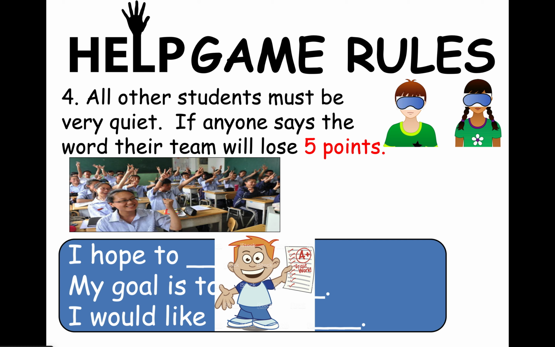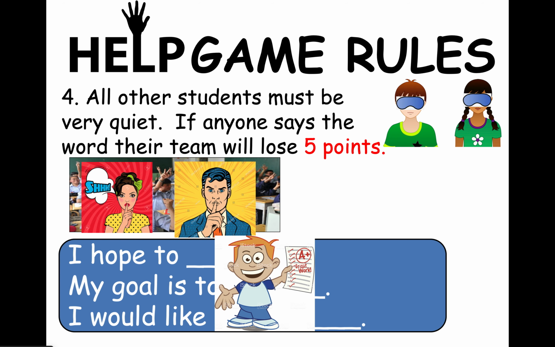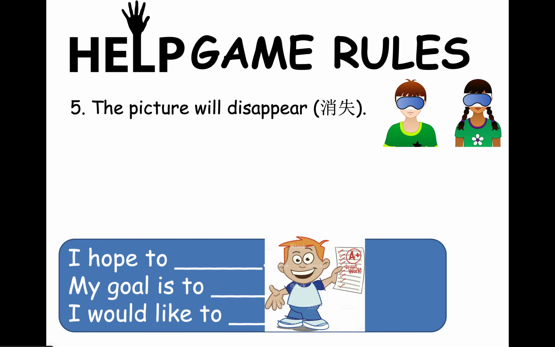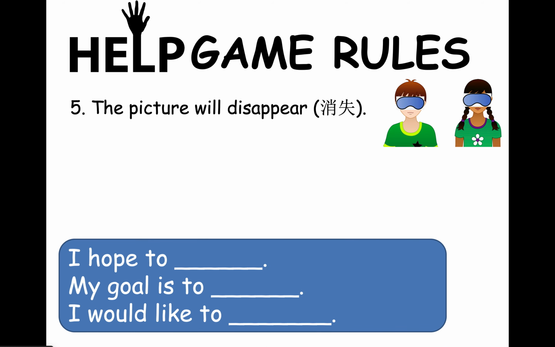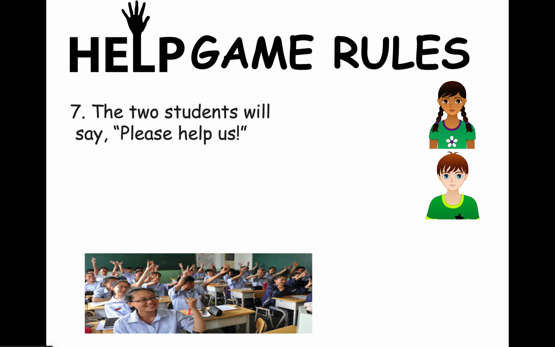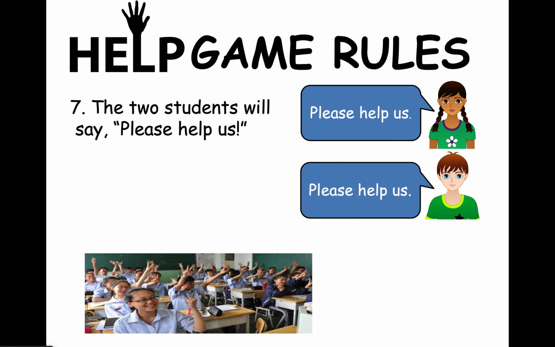So this is an effective way to keep them quiet. Everyone must be quiet. Very visual, okay? Or you will lose 5 points. The picture will disappear. After the picture disappears, the students can remove the blindfolds. When I say remove the blindfolds, I do an action, remove. They can see it, they can visualize this. And then the 2 students will say, please help us. Please help us, okay? And this is just some extra language they can learn.